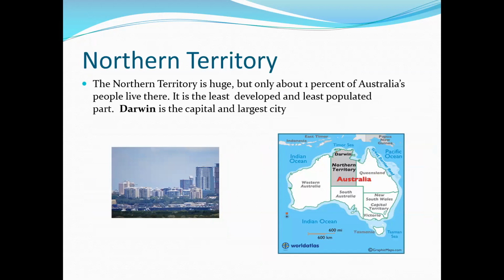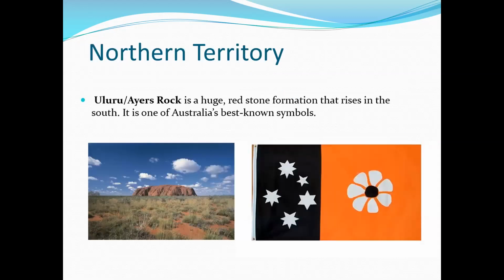Northern Territory is the least populated and least developed part of Australia. Only 1% of Australia's people live there. The capital and the largest city is Darwin. Here you can see Ayers Rock, one of Australia's best-known symbols. It's a huge red stone formation that rises in the south.